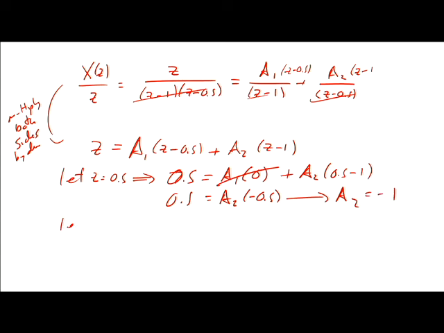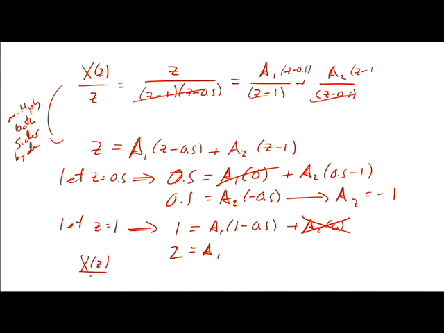Now let's repeat. Let z equal 1. Now we get 1 is equal to a1 times 1 minus 0.5, and then plus a2 times 0. So that term disappears. Isolate again, and what we get is a1 is equal to 2. So we get X(z) over z is equal to 2 over z to the minus 1, plus minus 1 over z to the minus 0.5.